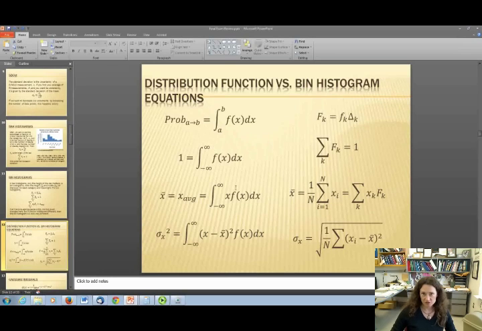If you want your average value from a distribution, then you multiply x times f of x and you integrate over all space, and that'll give you the average value of x. And if you want your variance, which is the square of your standard deviation, then you do your residual, x minus x bar, okay, x bar being here the average, squared, and then multiply that times your distribution function, and that gives you your values. And these map one-to-one onto the equations for bin histograms.